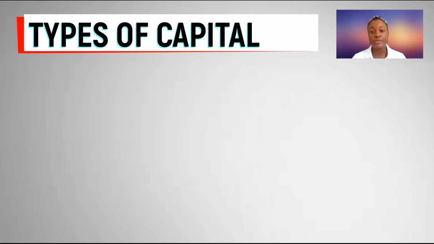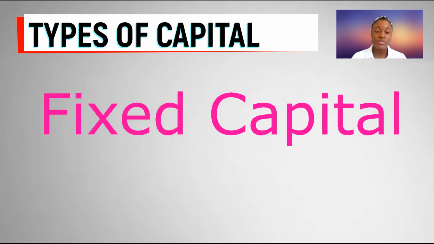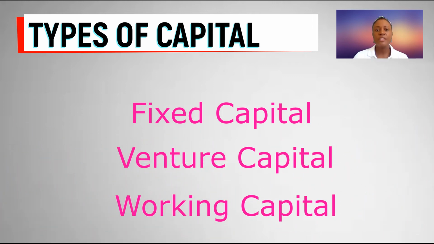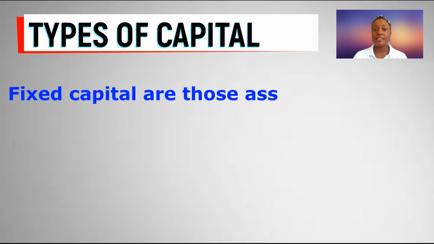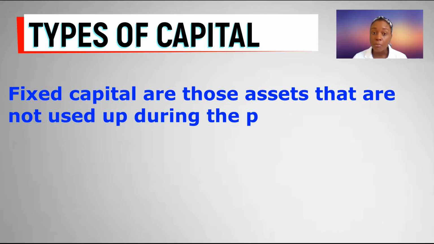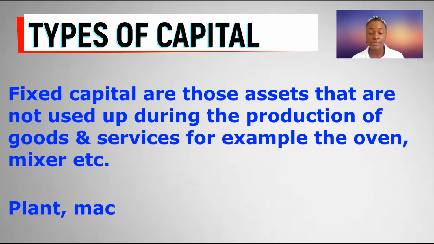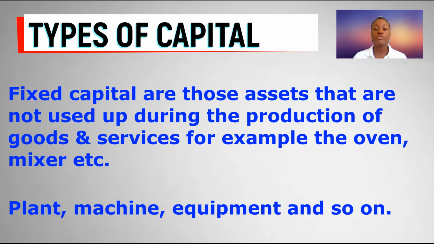Yes. There are three types of capital that we are going to be looking at: fixed capital, venture capital, and working capital. So fixed capital consists of those assets that are not used up or destroyed during the production process of goods and services. What they are used to do is to help in the production process, and they can be used multiple times. And so these fixed capital are durable, and we can think of many of them.